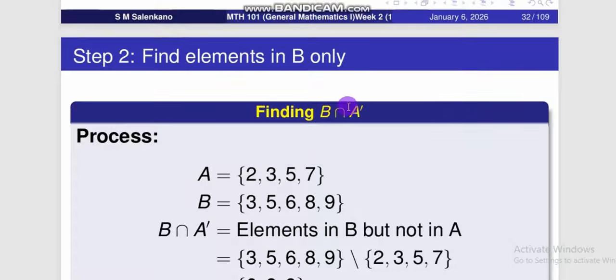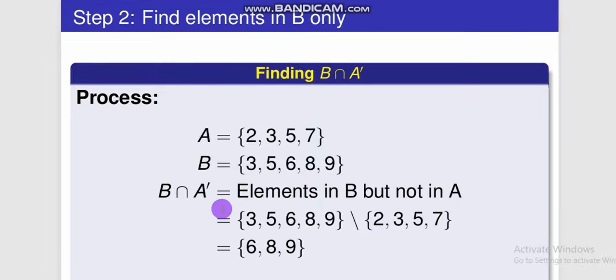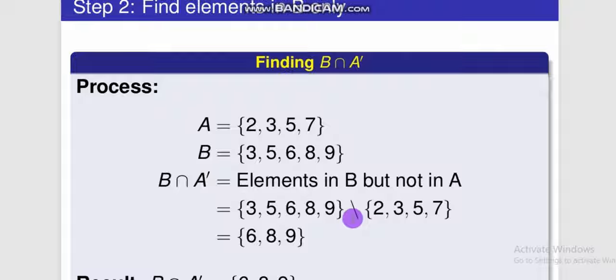Now the next one that we are going to see is elements in B only. This will be B intersection A complement. I have this set of elements for A. I have this one for elements that shows elements in B. Then I want to find B intersection A complement, meaning now I will find elements in B but not in A. This is the same thing as elements in set B minus elements in A. Now I will choose elements that are here but they are not here.